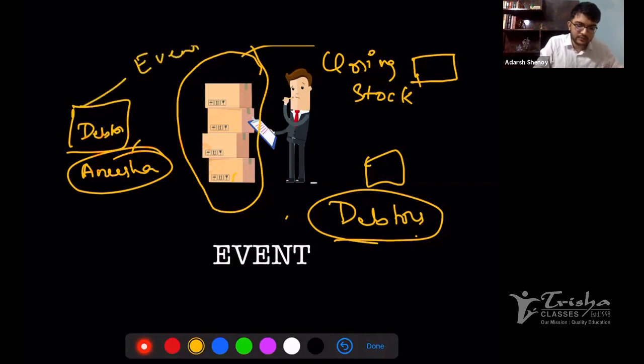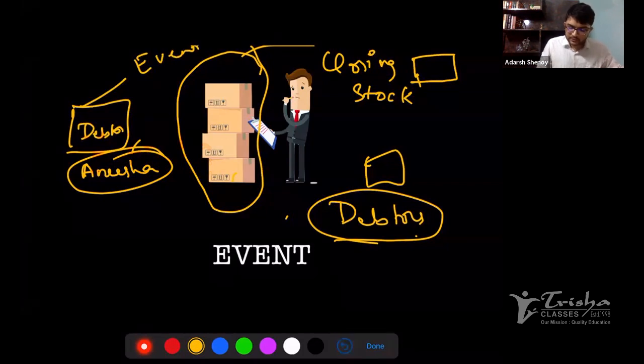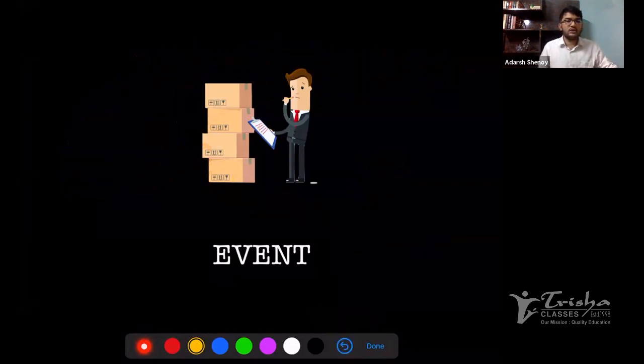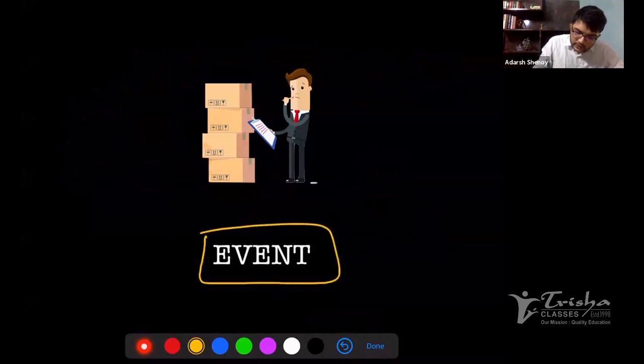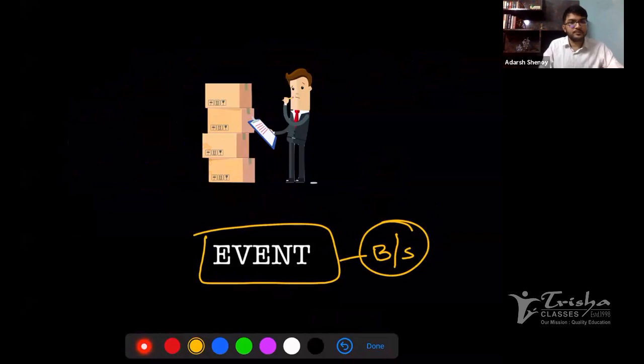This is an event. So in simple words, event is nothing but a result of transactions. Whatever we write in the balance sheet are events. Cash balance, it is an event.